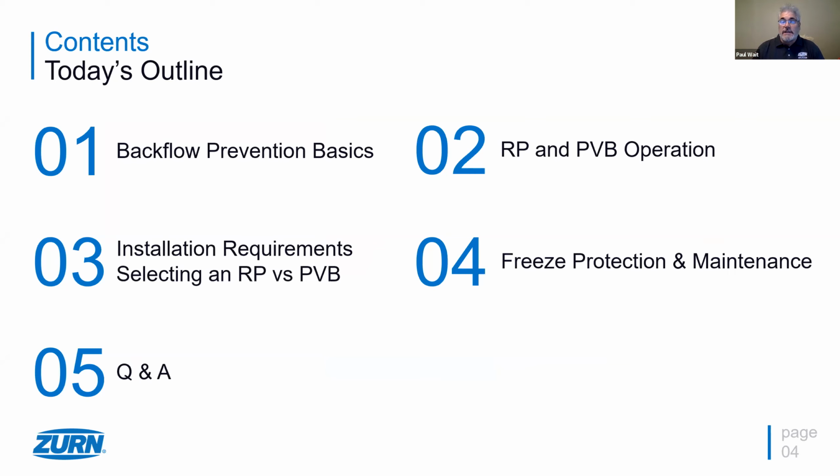And then we're going to look into selecting an RP versus a PVB. There are some control issues there with the installation, and we need to make sure we know when an RP should be selected and when a PVB is not the appropriate backflow preventer for the application. And then we'll lightly cover some freeze protection and maintenance for backflow preventers. And then of course we'll have a Q&A at the end. But when I complete each section, we'll have a little opportunity there to do a little Q&A.